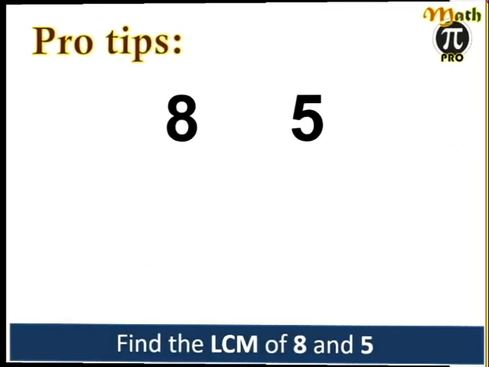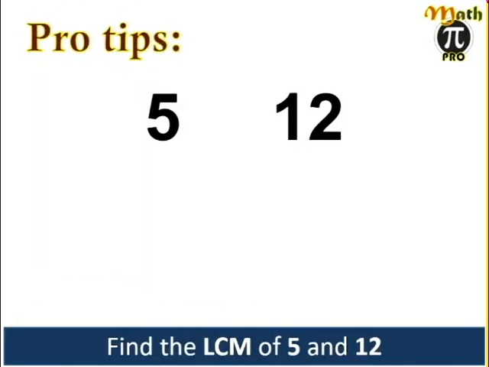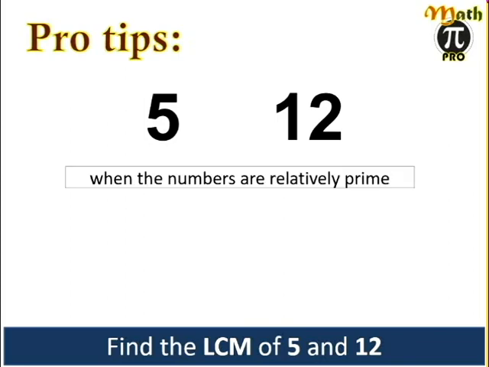Let's have another example. 8 and 5 are relatively prime. So that means their GCF is 1. So their LCM will be their product. So 8 times 5, the LCM is 40. Alright, let's take this for example. 5 and 12. They have no common factor except 1. So that means that their LCM will be their product. So 5 times 12, the LCM is 60.